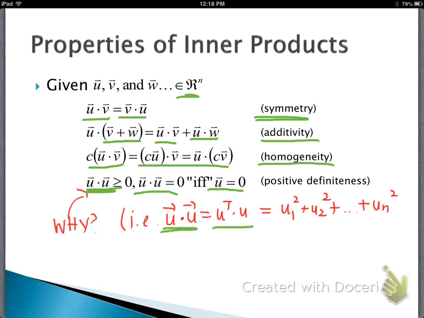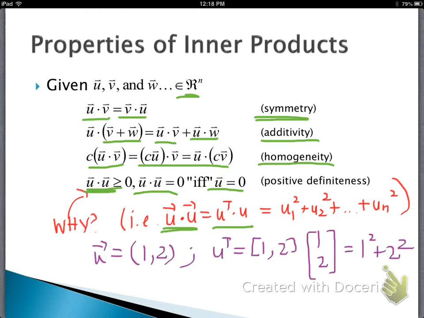So u dot u is u transpose times u. If you take a u and its transpose, then what's going to happen when you take u transpose times u? Well, you're going to have u1 squared plus u2 squared plus dot dot dot plus un squared. As seen in this example below.